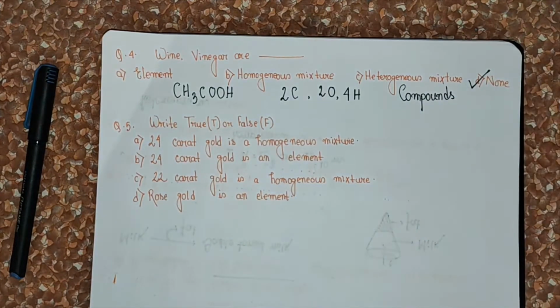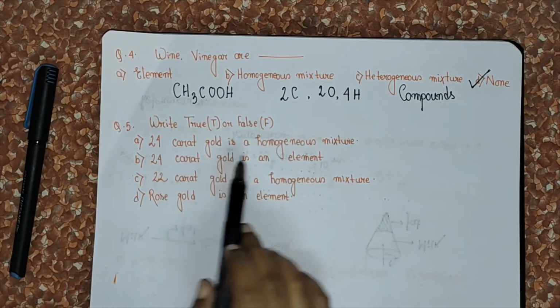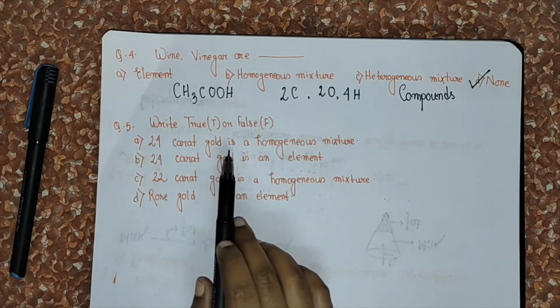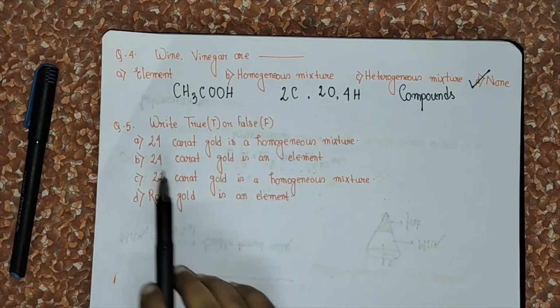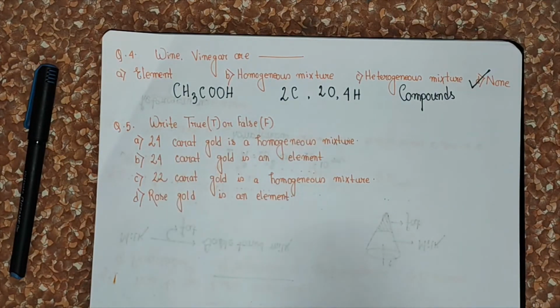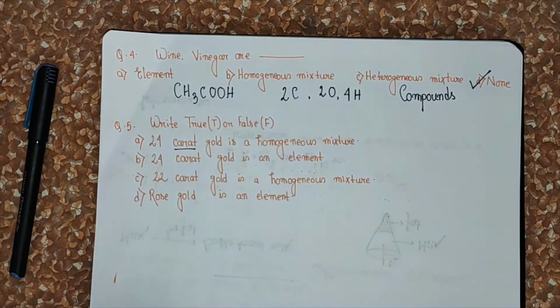These are compounds. So what is the next question? Write true or false. 24 karat gold is a homogeneous mixture. Okay, so gold is of different types. I think you have heard of 24 karat gold, 22 karat gold, 18 karat gold. So what is the main difference? This carat unit indicates the purity of the gold.